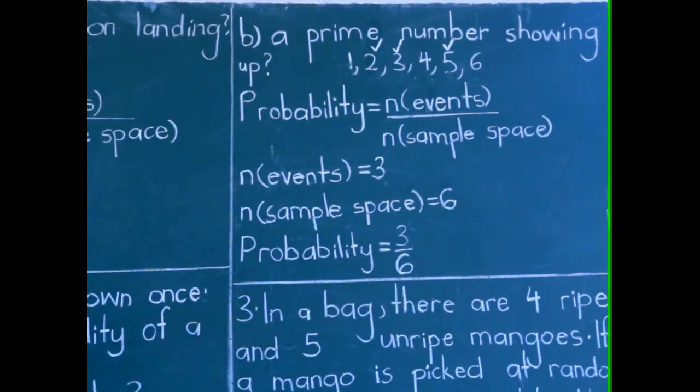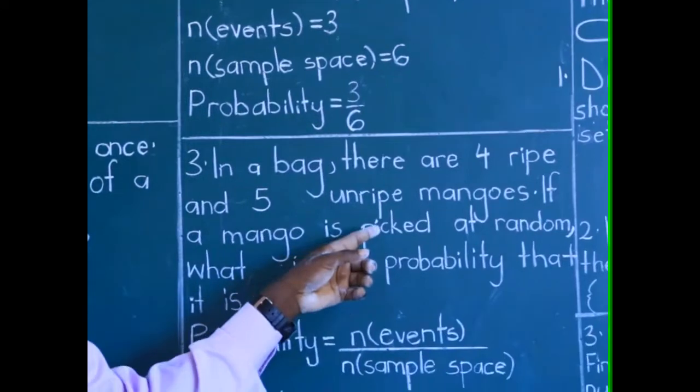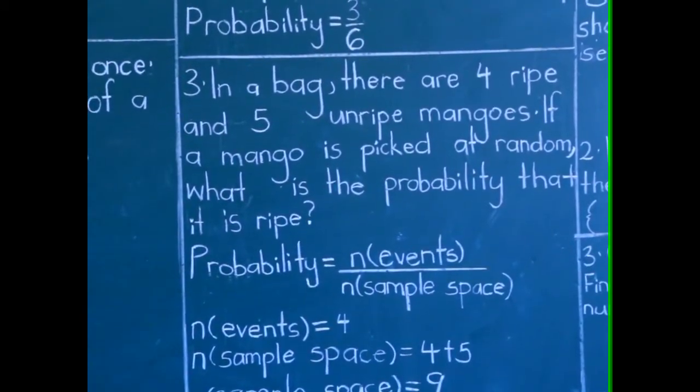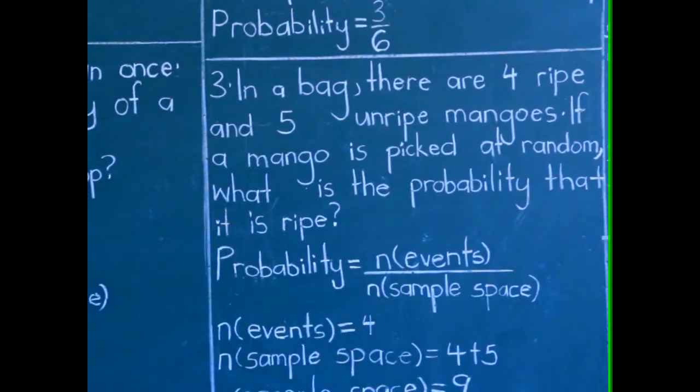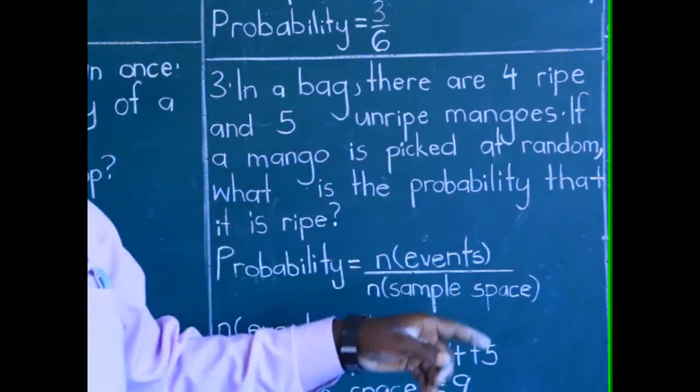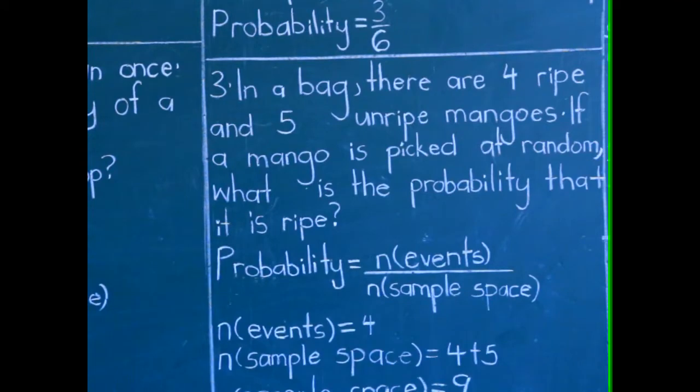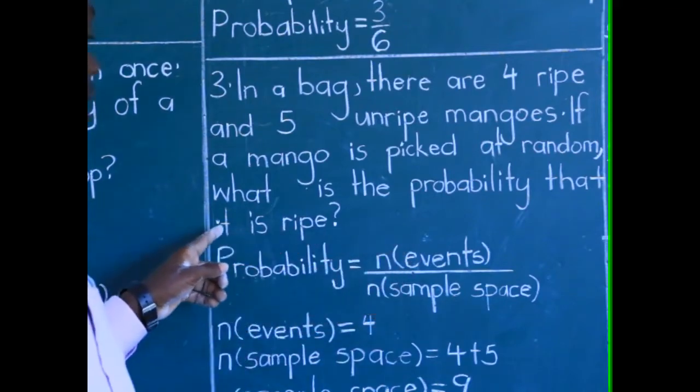Then go to example number 3 today that says, in a bag, there are 4 ripe and 5 unripe mangoes. We've got a bag where there are 4 ripe mangoes and 5 unripe mangoes. Now the question says, if a mango is picked at random, what is the probability that it is ripe?